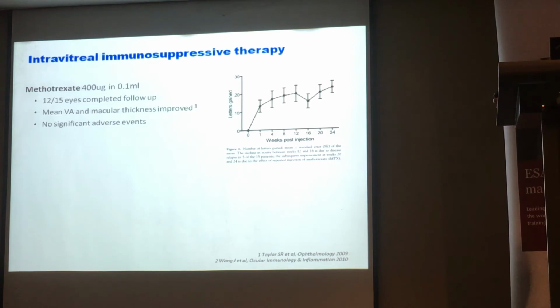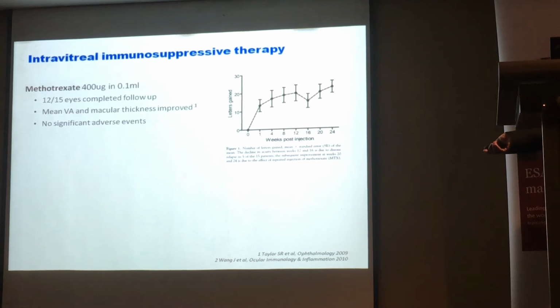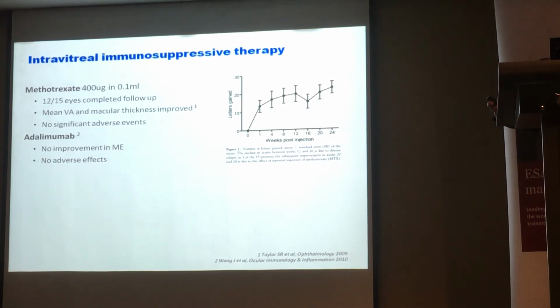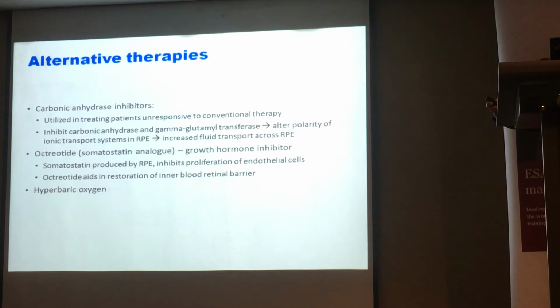I've never tried it. Maybe some of the other speakers might have some experience. Intravitreal methotrexate in this study by Taylor, 12 of 15 eyes completed follow-up. Mean VA and macular thickness improved. No significant adverse effects, so that's one option. Adalimumab, unfortunately, did not show an improvement in macular edema, so we still don't know whether it's safe.